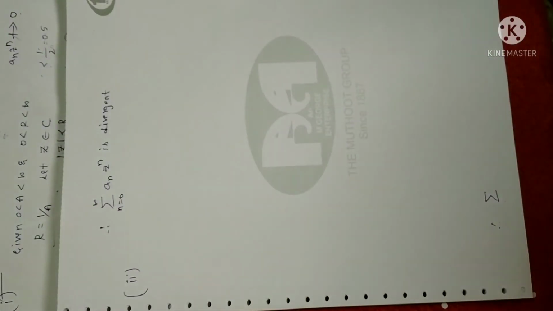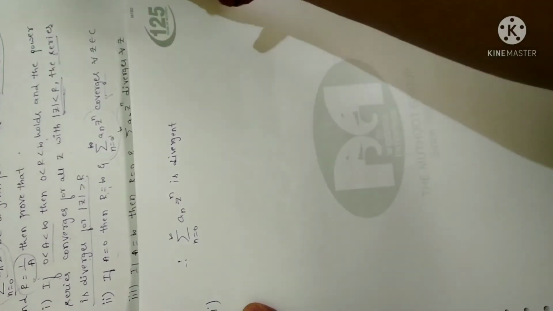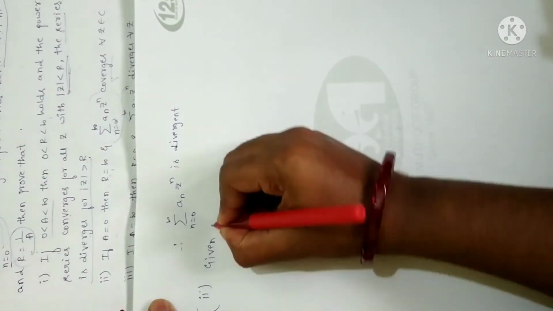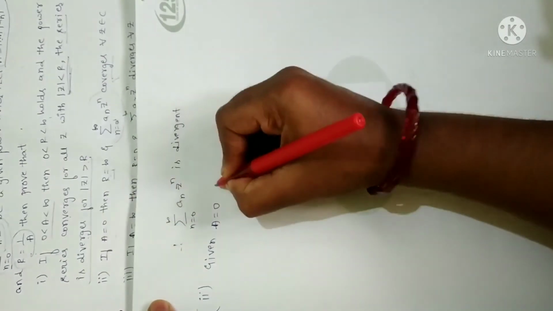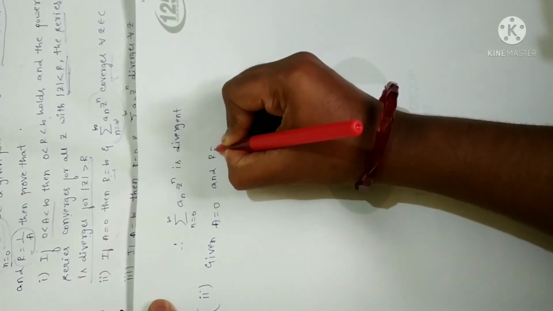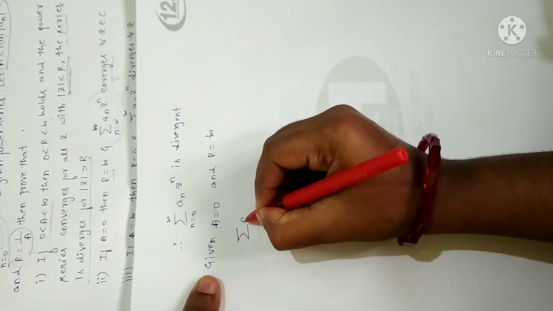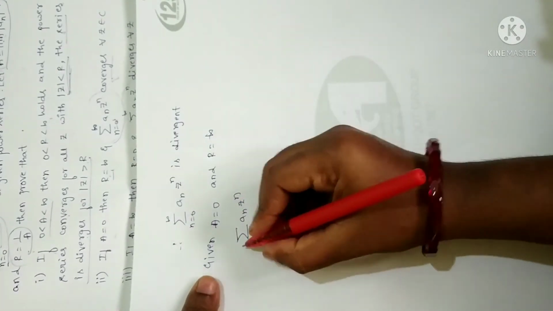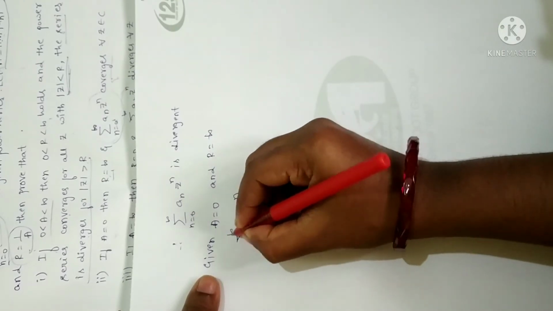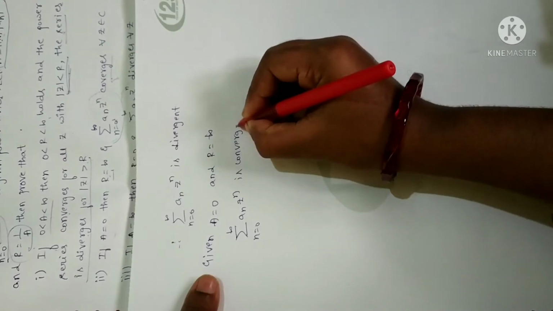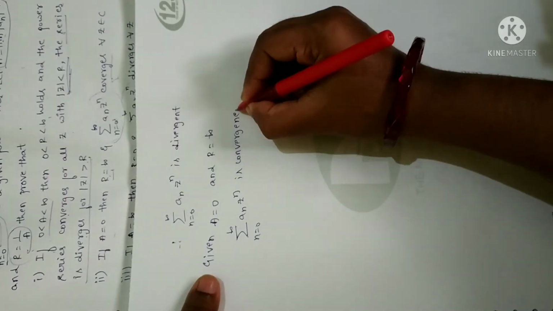Right? Now, let me write the given data for the second one. What is the given data? You can clearly see here. Given A is equal to 0 and R is equal to infinity. Right? Now we know that the power series, the summation from n equals 0 to infinity of an into z power of n, is convergent. We have to prove this.